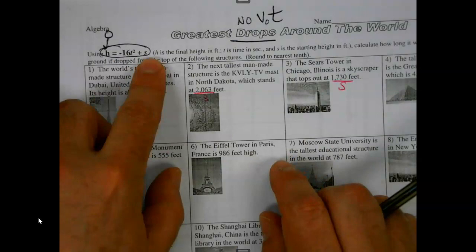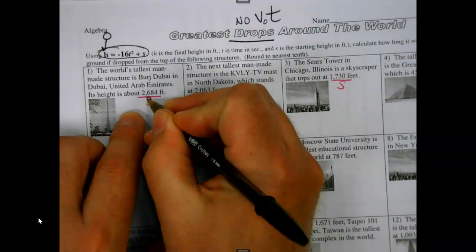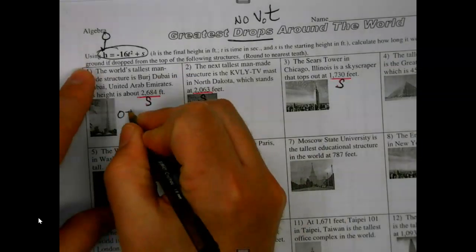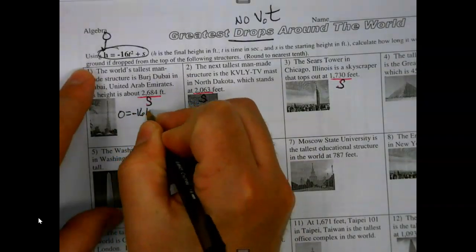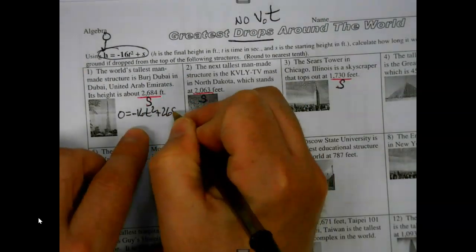With this one? No, in the picture, is that a B? No, second. Still an S. All of them an S. All of them. And so when I go to do these, all I'm going to have to do, so I got 0 equals -16 t squared plus, and in this case, 2,684, the world's tallest man-made structure. That is really tall. It's like a half mile up in the air.